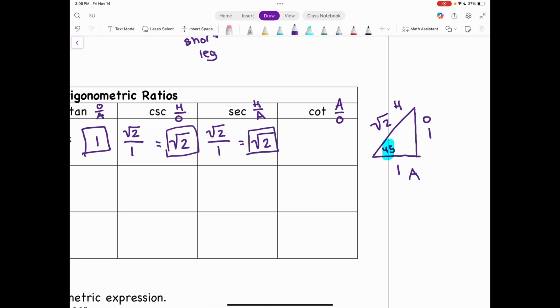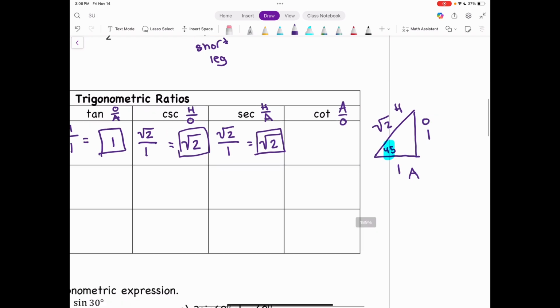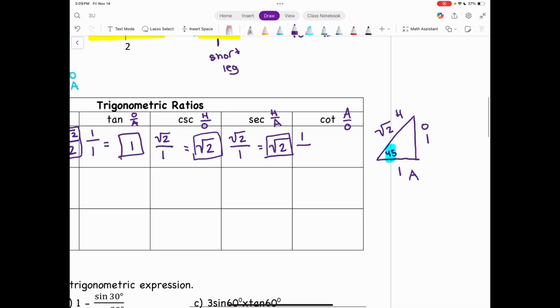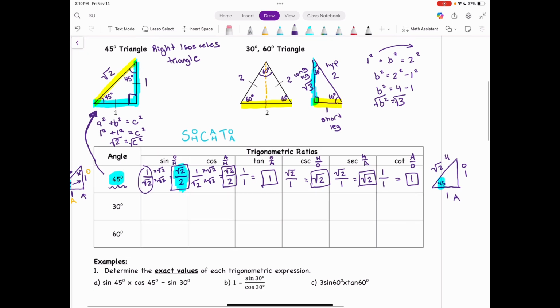And then finally, let's figure out cotangent, which is adjacent over opposite. Adjacent we can see is 1, and opposite we can see is 1. And we can simplify that, of course, to just 1. So what we just did was figure out the exact trigonometric ratios for sine, cosine, tangent, cosecant, secant, and cotangent at 45 degrees. And of course, this is based on our special 45-degree angle triangle.